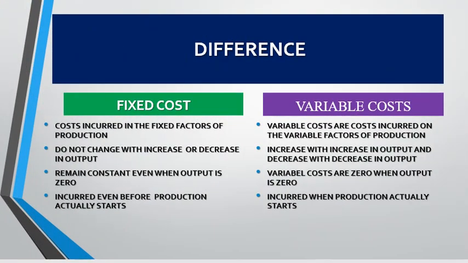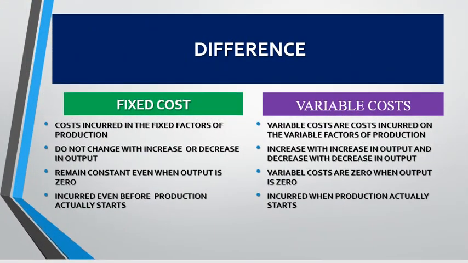So what is the difference between the fixed cost and the variable cost? The fixed cost is incurred on the fixed factors of production. Variable cost is that cost which we spend on the variable factors of production, which varies with the level of output. Fixed costs do not change with the increase or decrease in the output. Even if the output is zero, still we incur the fixed cost.